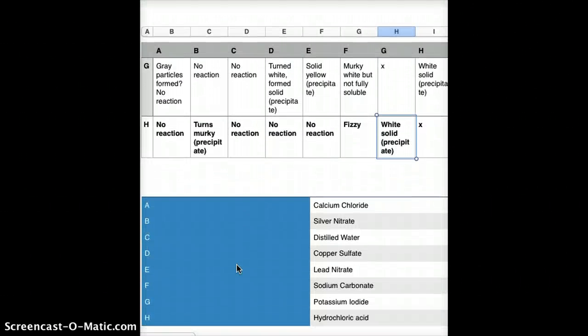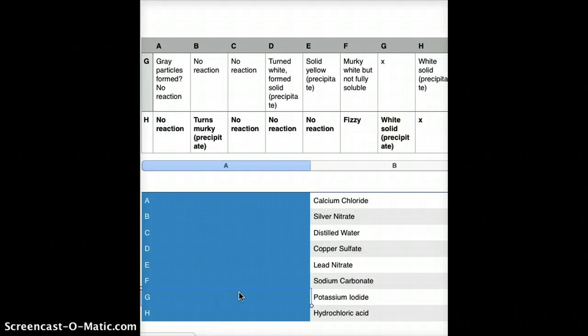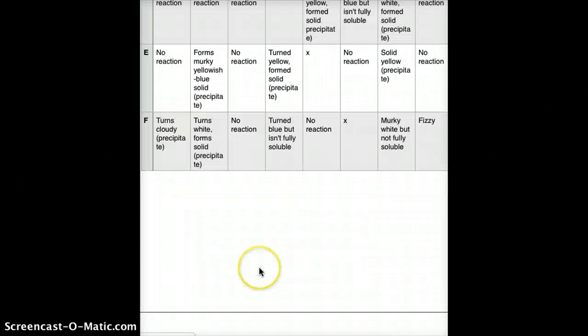Because silver nitrate and potassium iodide react with hydrochloric acid, they have to either be substances B or G. That leaves substances A, D, and E to be decided. Because the lead nitrate was the only other substance besides distilled water to not react with sodium carbonate, it had to be substance E.